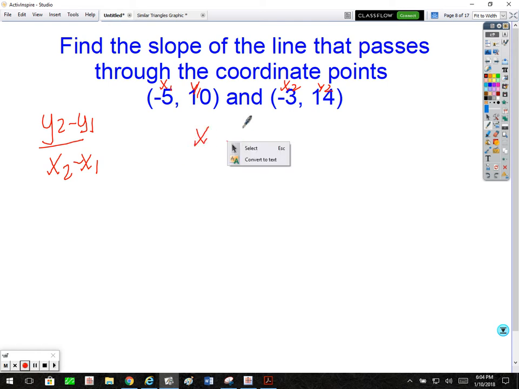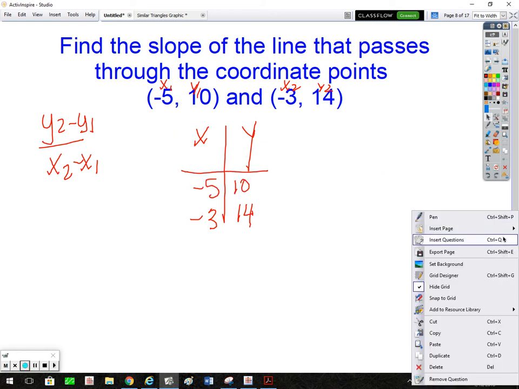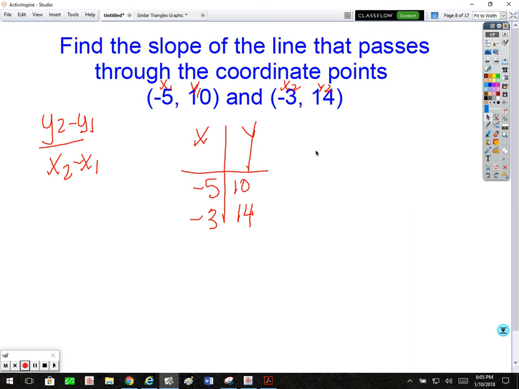We just created a t-chart, and we placed our numbers in the t-chart. Please make sure you write these as they're written. So when x is negative 5, y was 10. When x is negative 3, y is 14. So all we're going to do now is figure out the change in x and the change in y. Again, we're looking at our rise and our run. The change in y is my rise, over the change in x, which is my run. So all we're going to do is find the change in the values, and then we simplify.